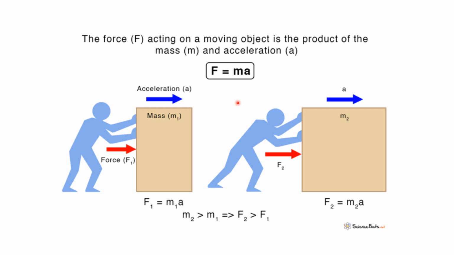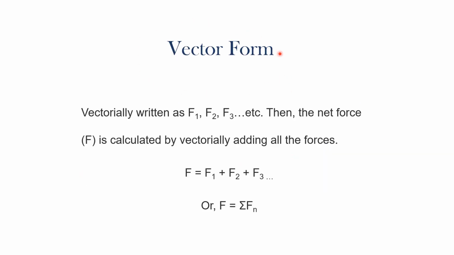Suppose two objects have masses m1 and m2 such that m2 is greater than m1. If they are moving with the same acceleration, then forces F1 and F2 acting on them are given by F1 equals m1 times A and F2 equals m2 times A. Since m2 is greater than m1, we find that F2 is greater than F1. It means that a heavy object requires more force than a light object to accelerate by the same amount. Interesting, right?